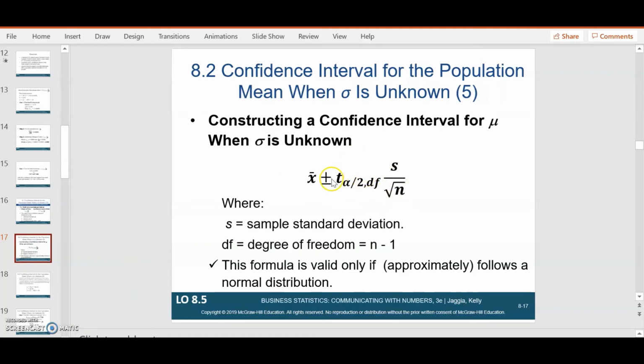So instead of using the z value, in this case, we have to use the t value. And instead of using the population deviation, which we use when we do know it, in this case we have to use the sample deviation.